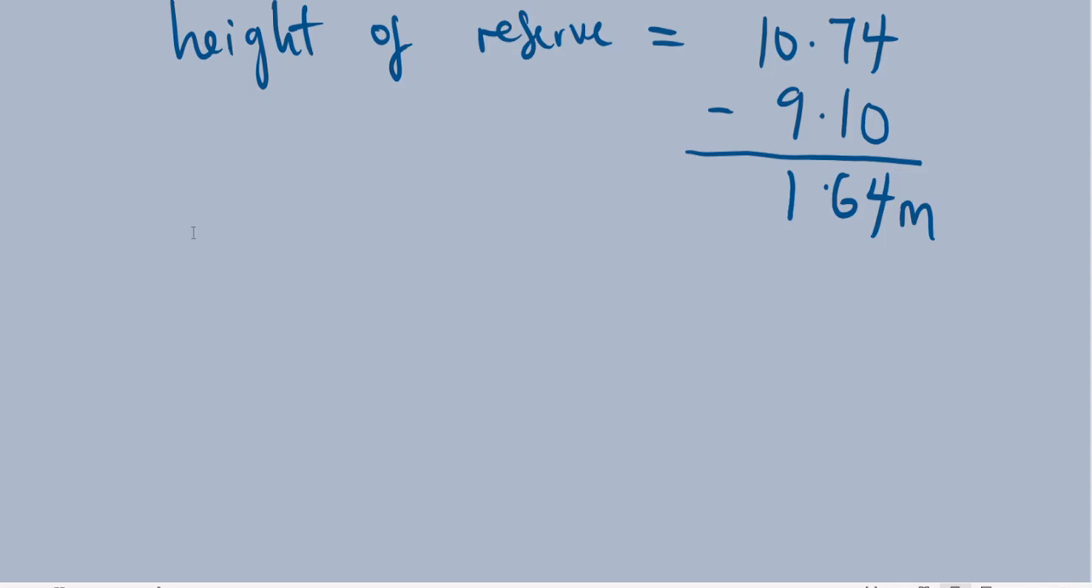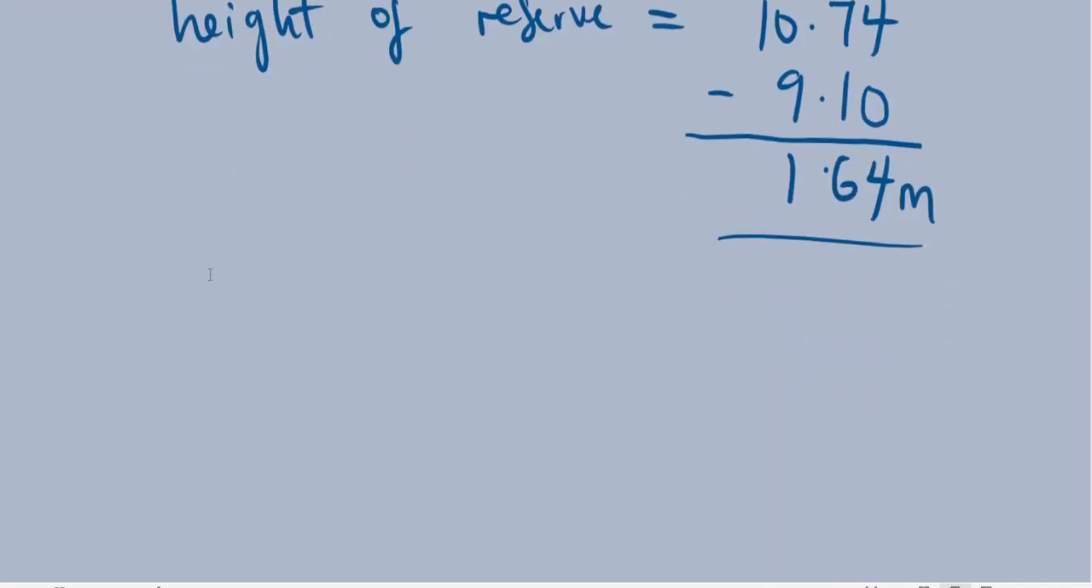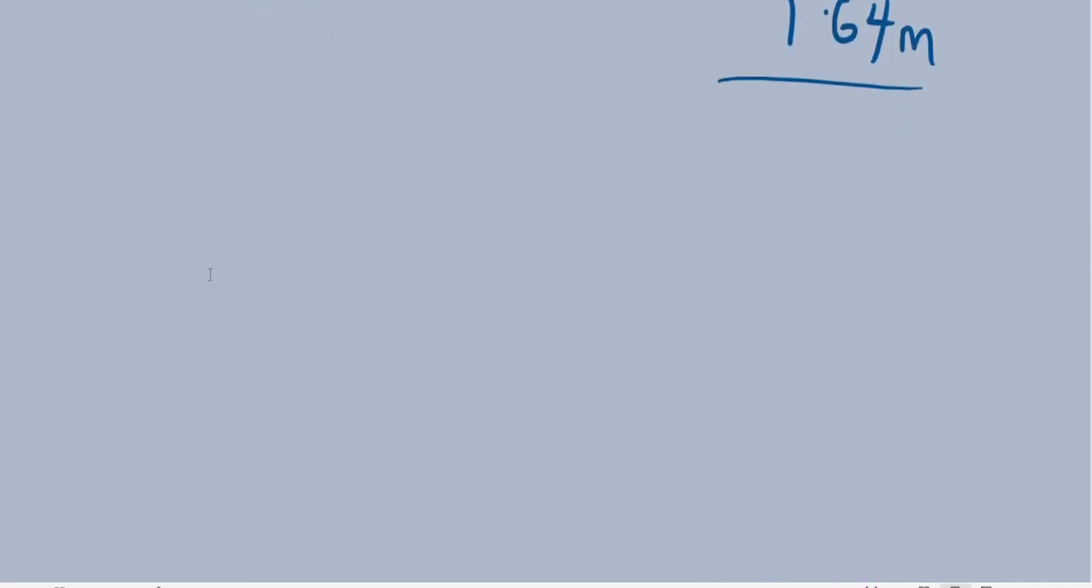Now, let's go to the next question. Height of reserve is 10.64 meters. The next question is quite simple. It is question 17. Question 17 says Paul's salary was 12,000 naira, and it was increased by 6%. What was his salary after the increment?